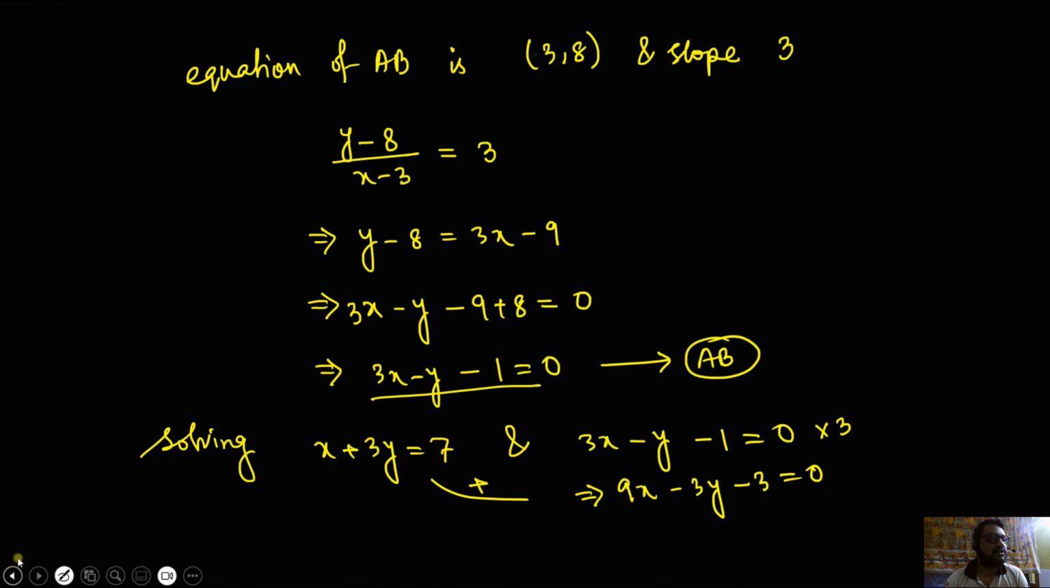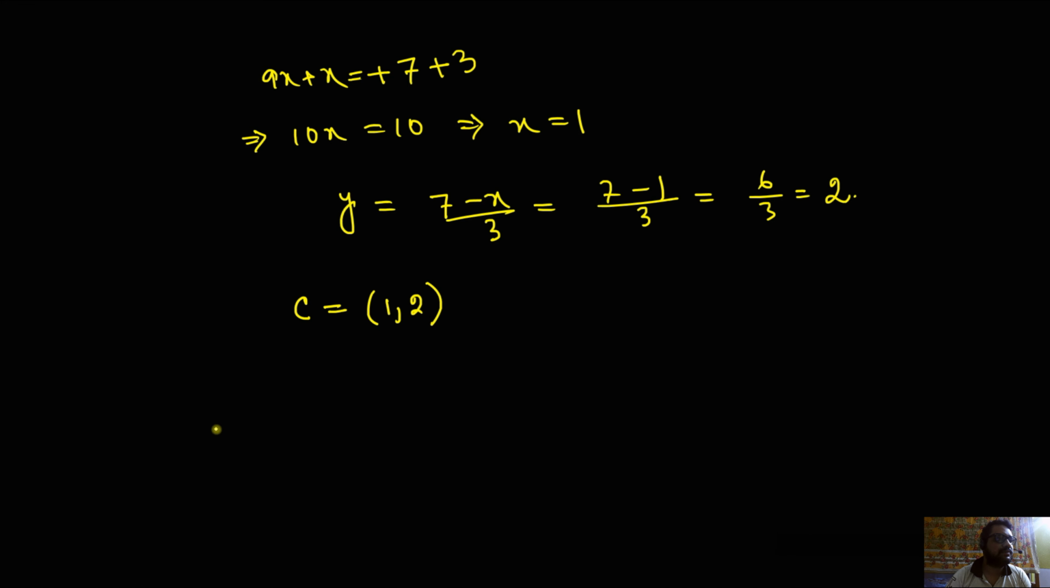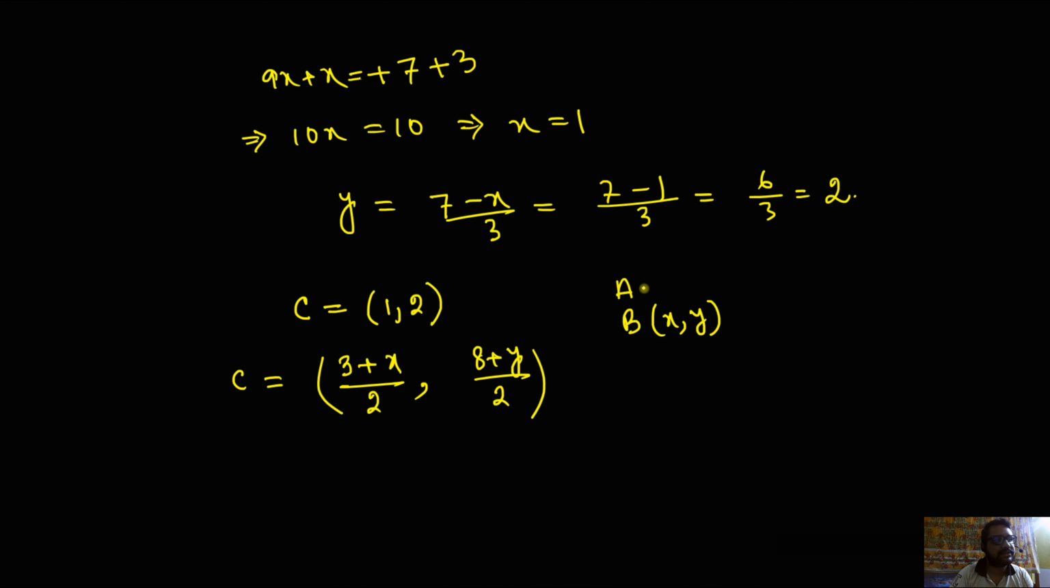So now see the picture again. Here is my A, and this is my point B, this is the image point, and this B is at the same distance from C as A is from C. So C is the midpoint. So by the midpoint formula, C = ((3 + x)/2, (8 + y)/2), where B = (x, y) and A = (3, 8).